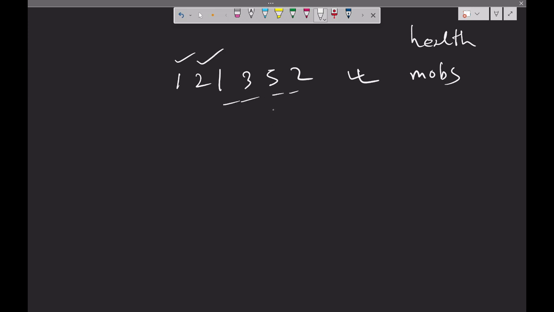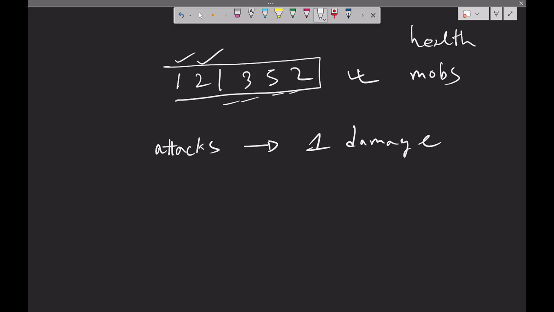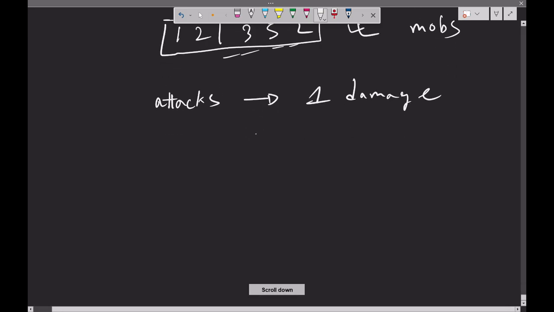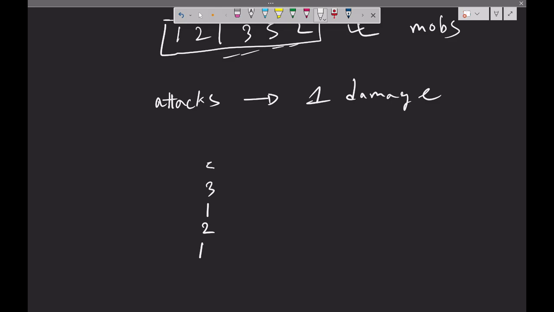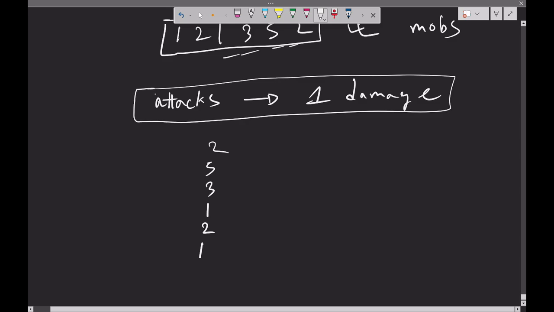Okay, so what Steve can do is attacks, and each attack does one damage. These mobs are placed one on top of another, with the first mob on the bottom, like this: 1 2 1 3 5 2. So Steve can do attacks, each of which does one damage.